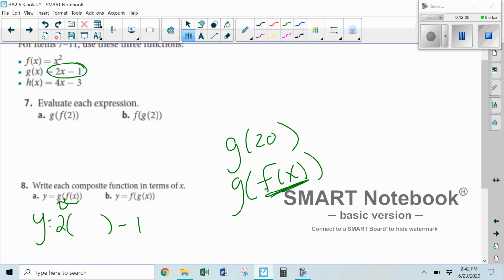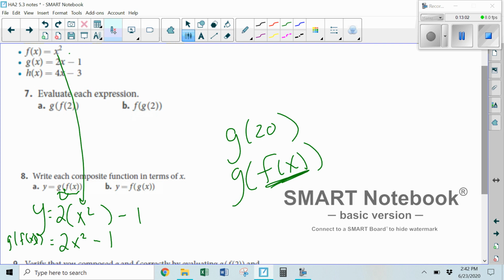So we are plugging in the f function into the g of x function. So our f function is x squared. To simplify that, you're just going to get 2x squared minus 1. And we can label it g of f of x. Okay, so you're not plugging a number, you're plugging in an expression and simplifying it. Let's try another one.